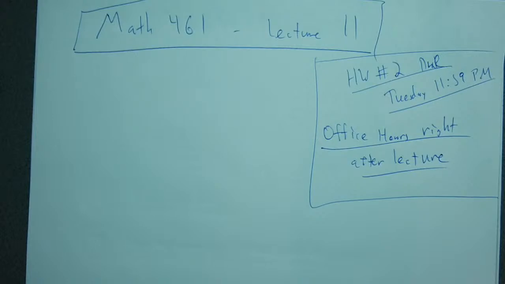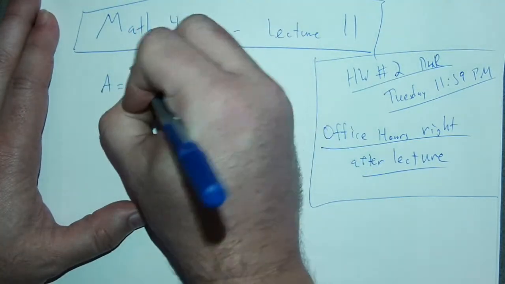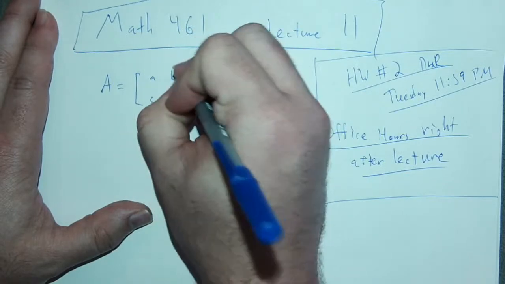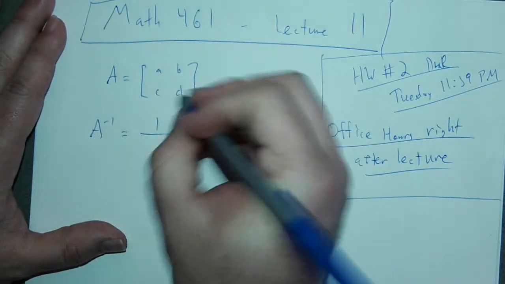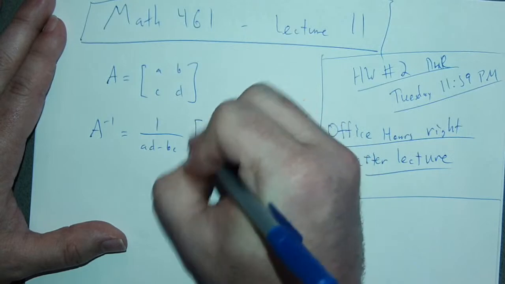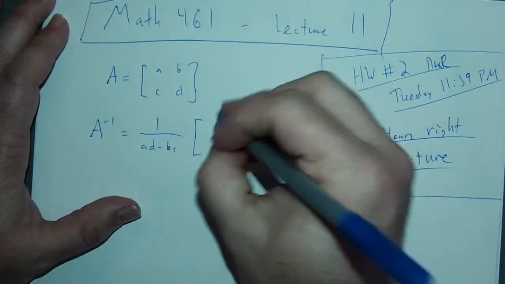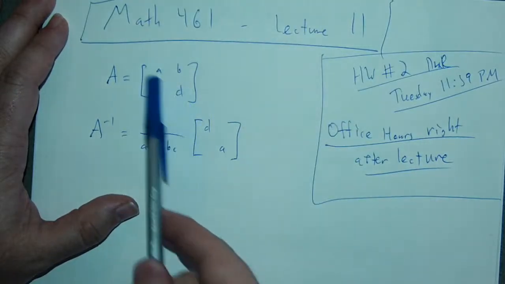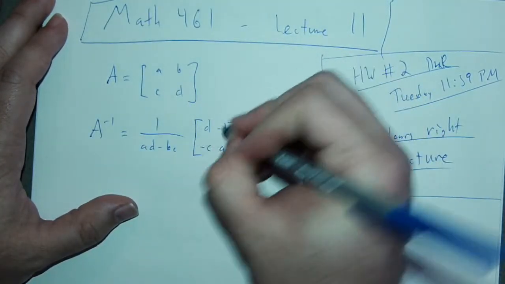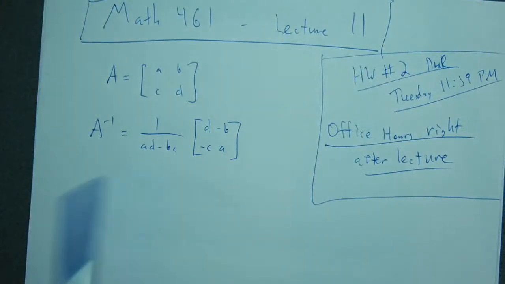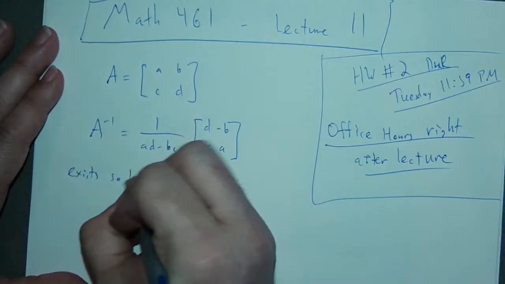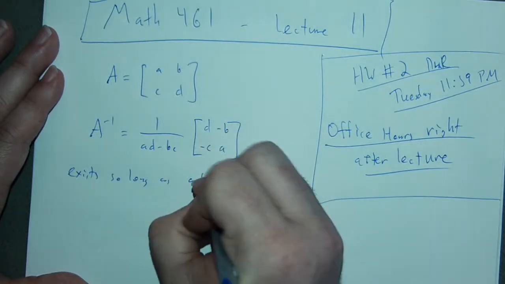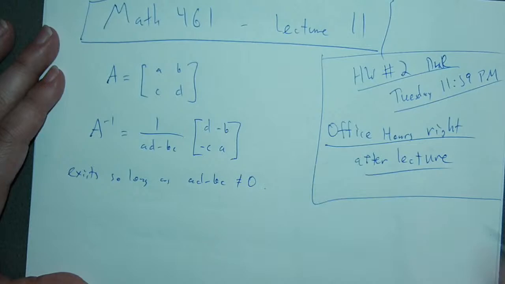we stopped with our discussion of the inverse. If you have a 2 by 2, the answer for what the inverse is is easy. If you have a 2 by 2 matrix, A inverse is 1 over AD minus BC times the 2 by 2 matrix where I swap D and A. So I swap the entries along the diagonal and I negate the other entries. That's how to remember it. This expression makes sense so long as AD minus BC is not equal to 0.